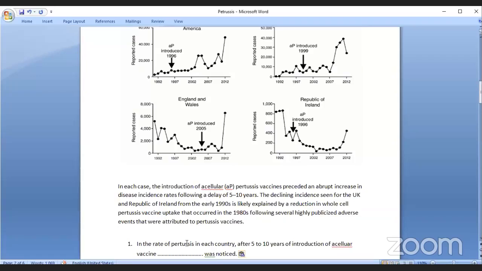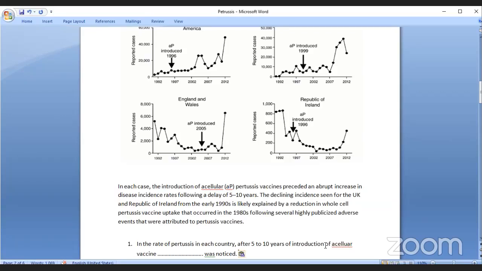In the rate of pertussis in each country, after 5 to 10 years of introduction of acellular vaccine, an abrupt increase was noticed. It's very easy. An abrupt increase in the rate of pertussis was noticed in each country after 5 to 10 years. This is a simple sentence.